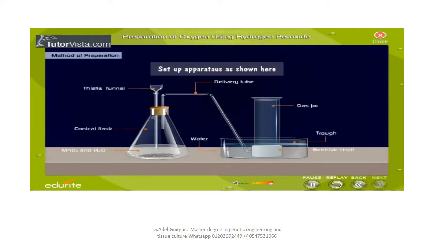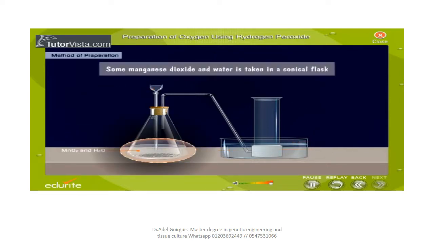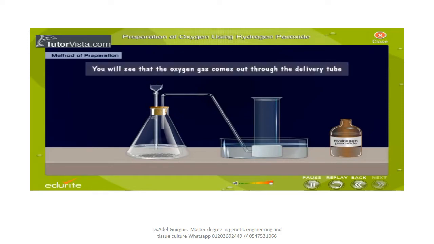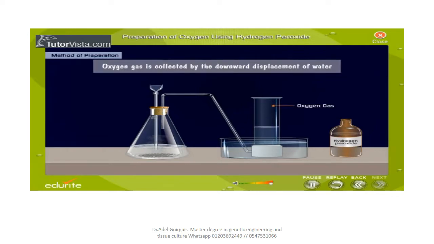Set up the apparatus as shown here. Some manganese dioxide and water is taken in a conical flask. Hydrogen peroxide is added dropwise through the thistle funnel. You will see that the oxygen gas comes out through the delivery tube. Oxygen gas is collected by the downward displacement of water.